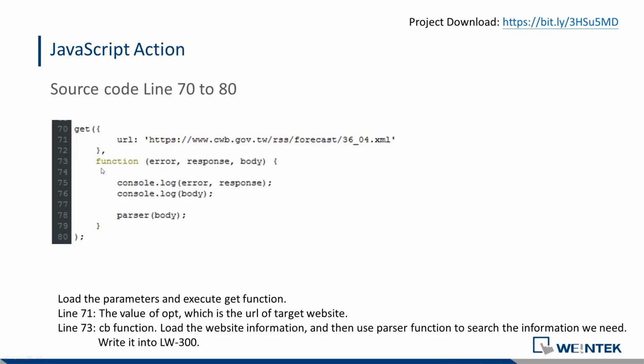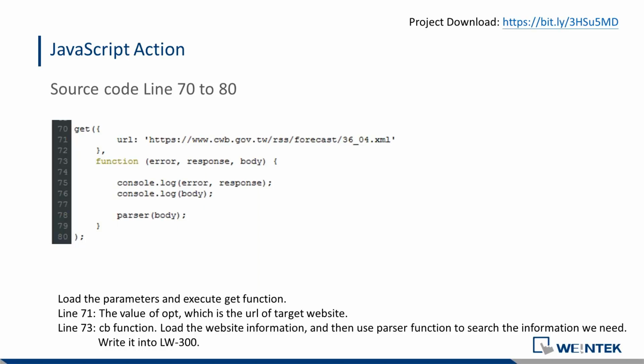Okay, and the CB function here will run the CRL functions to process and get the information from the website above. And the last part is that it will filter the information we get from the website and only write the information we need into LW300. All right, so this is mainly about our JavaScript code here.